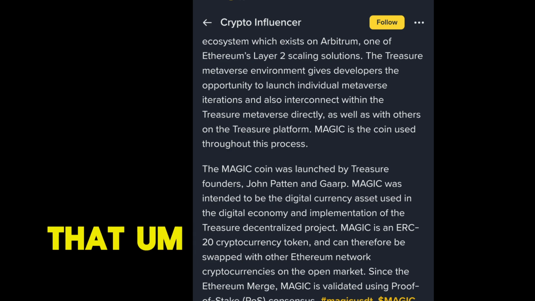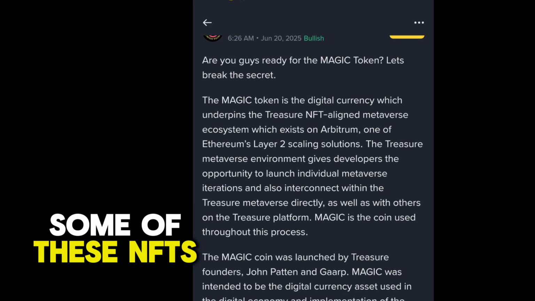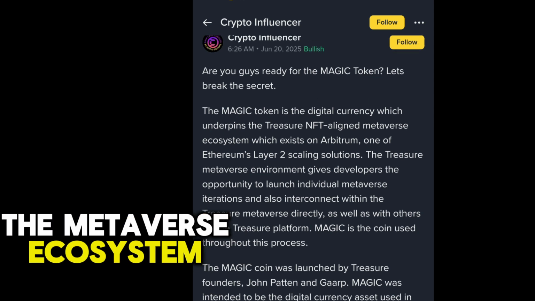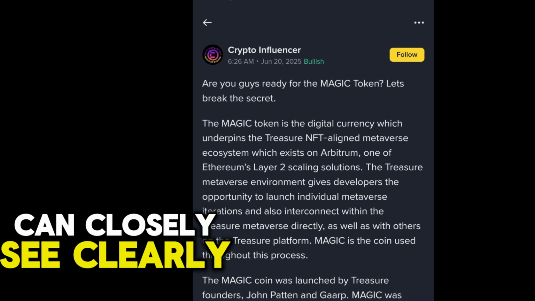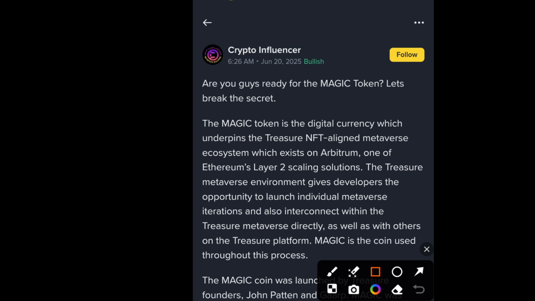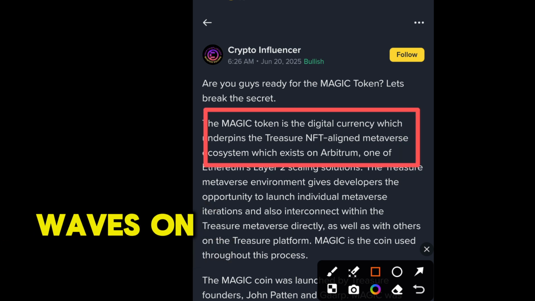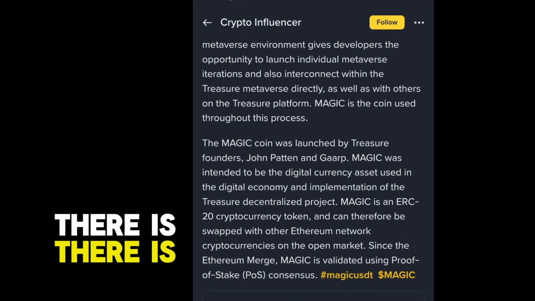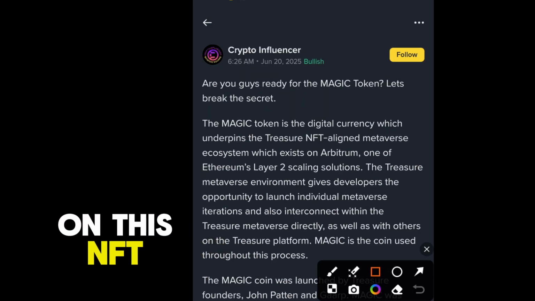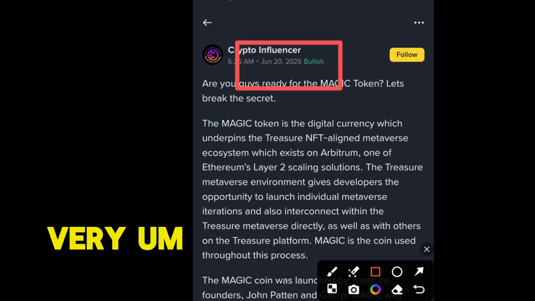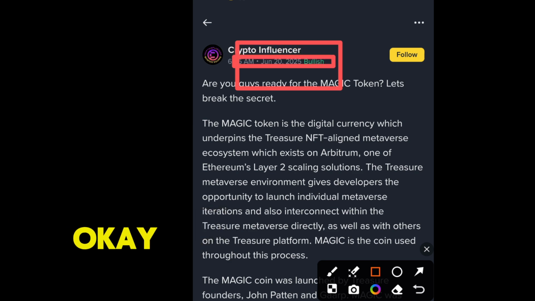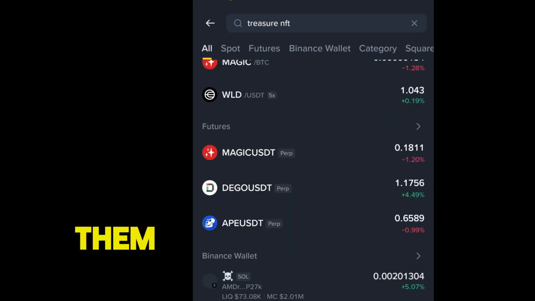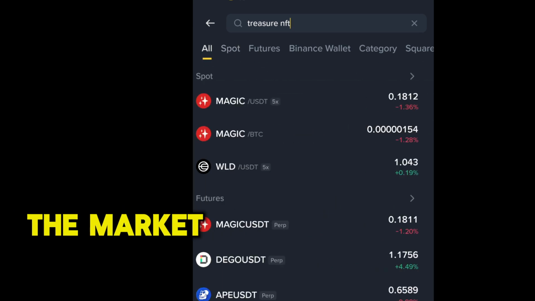I need to note that some of these NFTs are aligned in the metaverse ecosystem, so you can clearly see that these NFTs would make waves on the internet within a few days. As you can see, there is already a bullish tag on this NFT, and it is very important at this point. Okay, all right, so more of this is going to be shared about other NFTs and how to identify them and how to enter the market while you can.